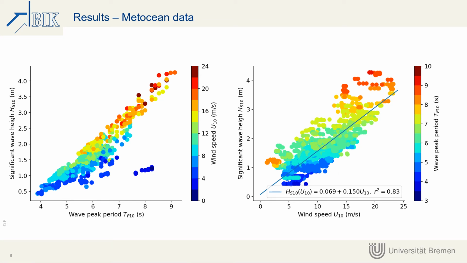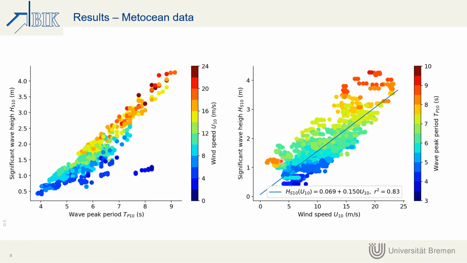Here, you can see the metocean data from the selected time periods. All parameters shown are 10-minute mean values. On the left-hand side, the significant wave height as a function of the wave peak period is shown. A group of outliers with a peak period of about 8 seconds and a significant wave height of about 1.4 meters can be seen. These correspond to swell waves.